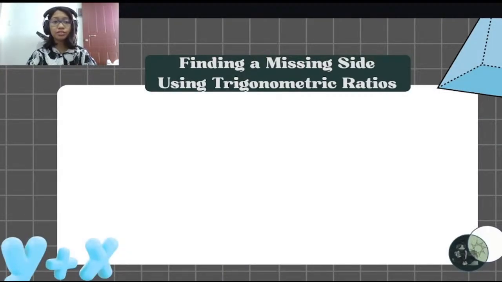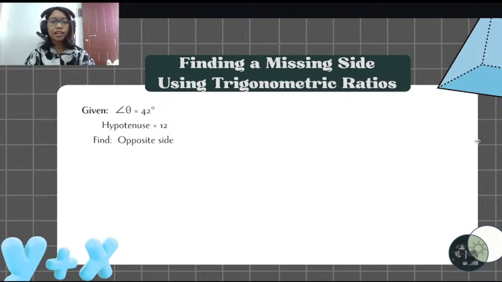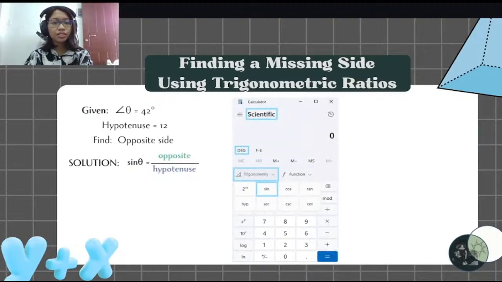Finding a missing side using trigonometric ratios. Given an angle and a side, find a missing side. In this problem, an angle 42 degrees and one side, the hypotenuse, which is equal to 12, are given, and we are asked to find another side, the opposite side. Since the opposite side and the hypotenuse are involved, we will use sine.